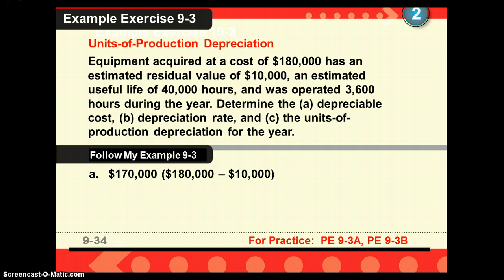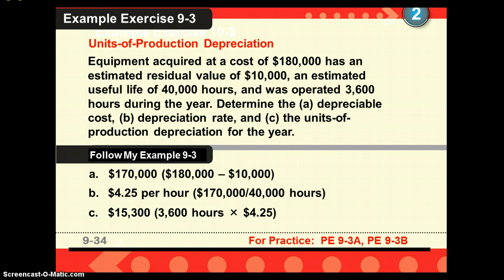For the depreciable cost, you take the acquired cost, how much you paid for it, minus the residual value, what's left. We are going to depreciate $170,000 from this asset. Our rate, we take $170,000 that we're going to depreciate over the life of 40,000 hours, so that's $4.25 per hour. If we take the $4.25 times the 3,600 hours it was used, we get $15,300 worth of depreciation for the year.